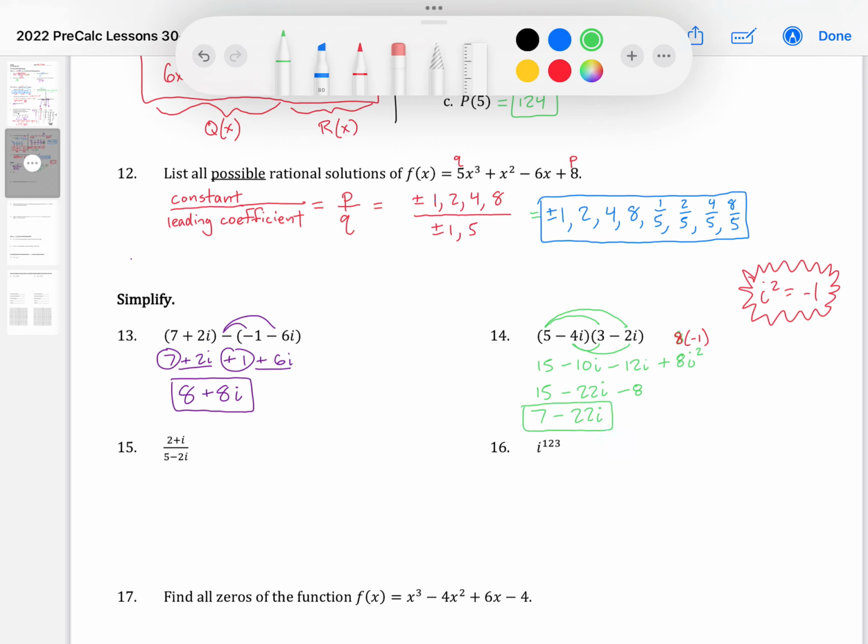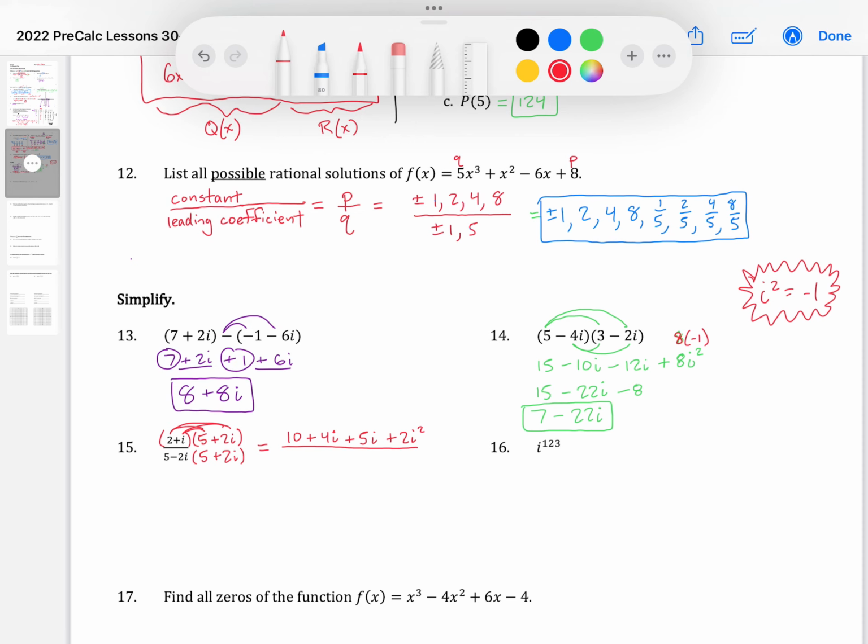All right, number 15. The issue with this one is that you have i's in the denominator. So to get rid of those, we can multiply this out by the conjugate, which is 5 plus 2i. So on the top, you will have to FOIL. So if we FOIL 2 plus i with 5 plus 2i, we are going to end up with 10 plus 4i plus 5i and then plus 2i squared.